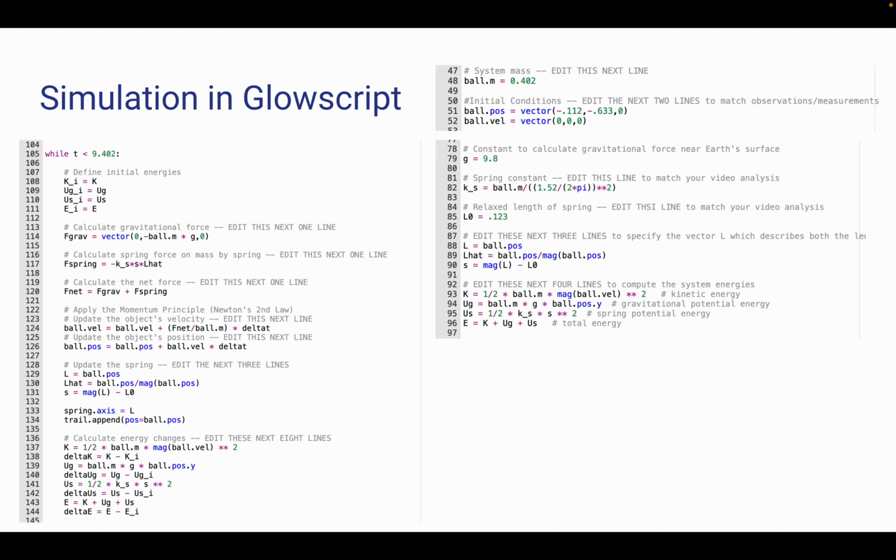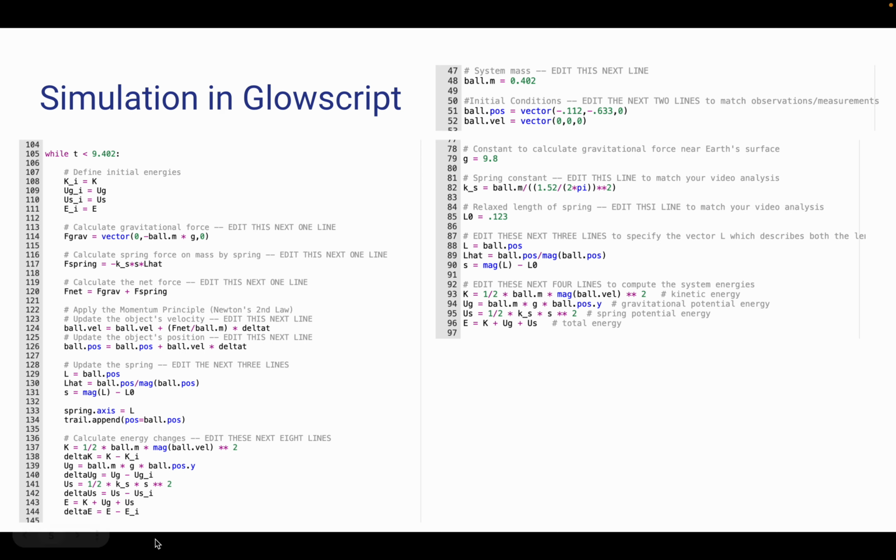In GlowScript, we used initial conditions from the pre-lecture video, including the ball mass and L naught. We used the ball's initial position and initial velocity given in the previous slide, and then the formulas for energies given in the formula slide. We also found the spring constant by estimating the oscillation period using the Tracker data and using the period of oscillation of a spring to find the spring constant.